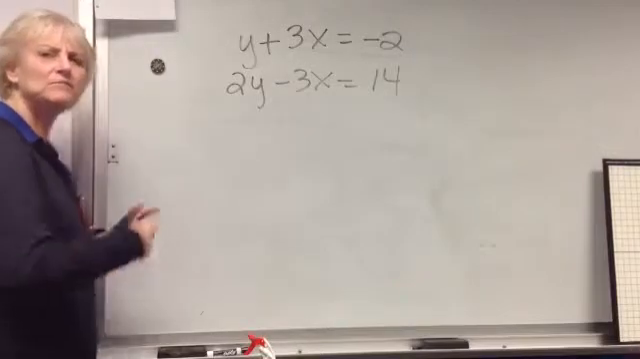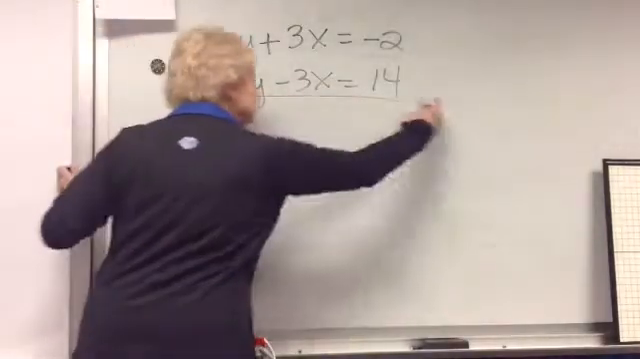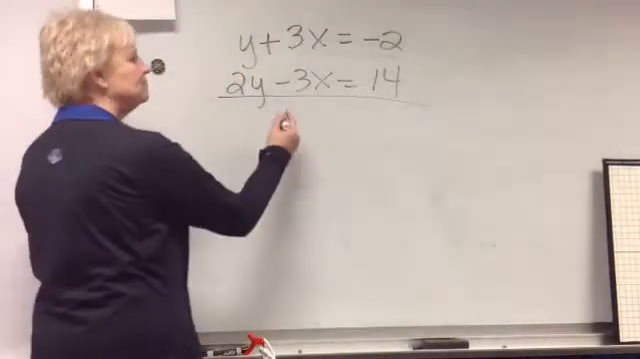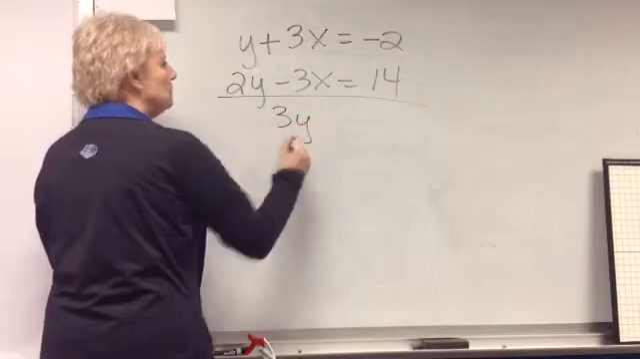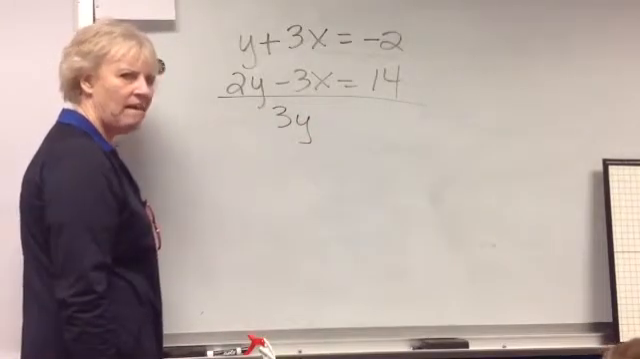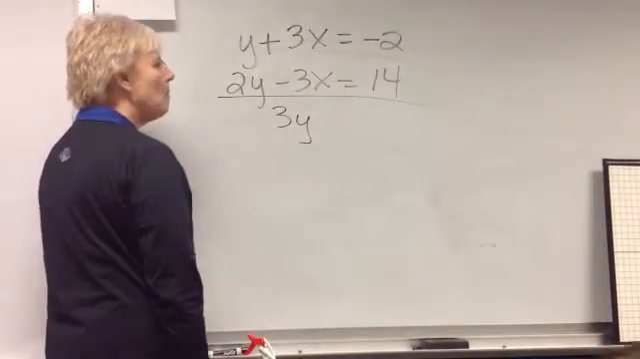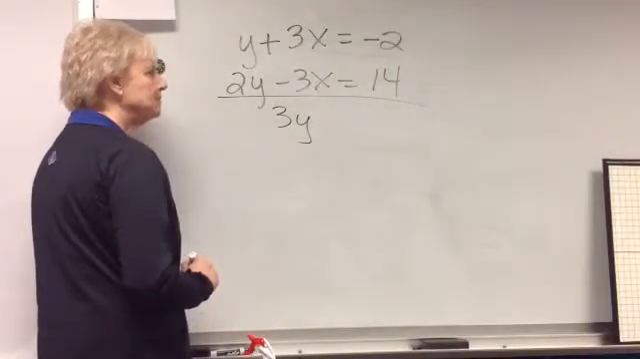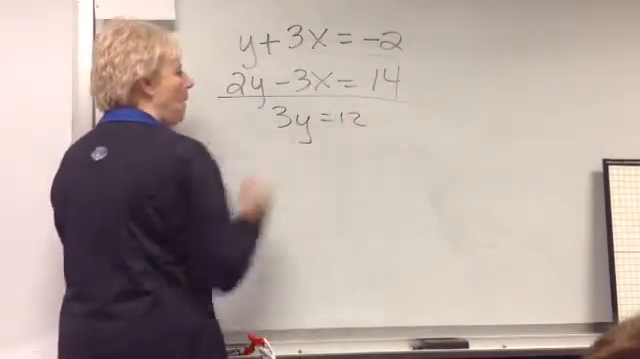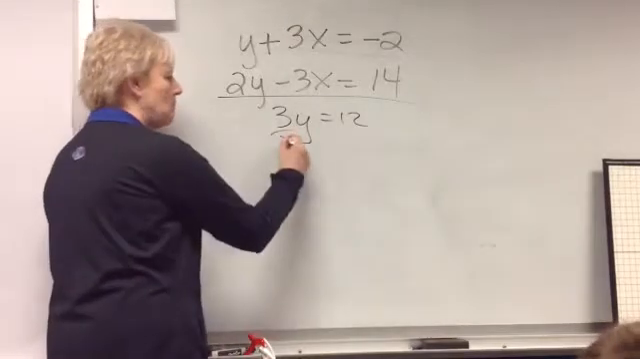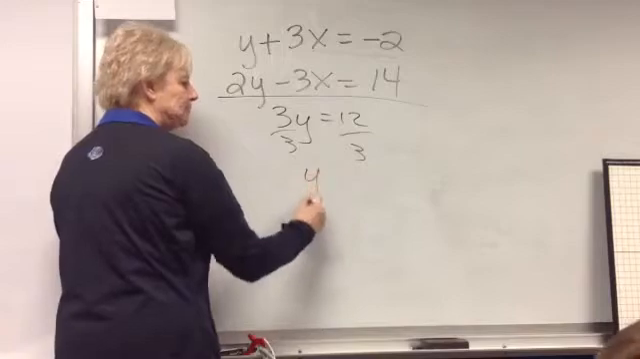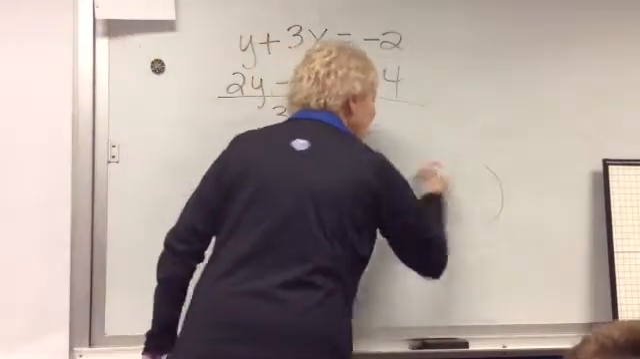Saban, what should I do? Okay, first you gotta add 2y plus the y, and get? 3y. Then your x's cancel out. And then you get 3y is equal to 12, and then divide by 3, and then you get y is equal to 4. Okay, so we know already.